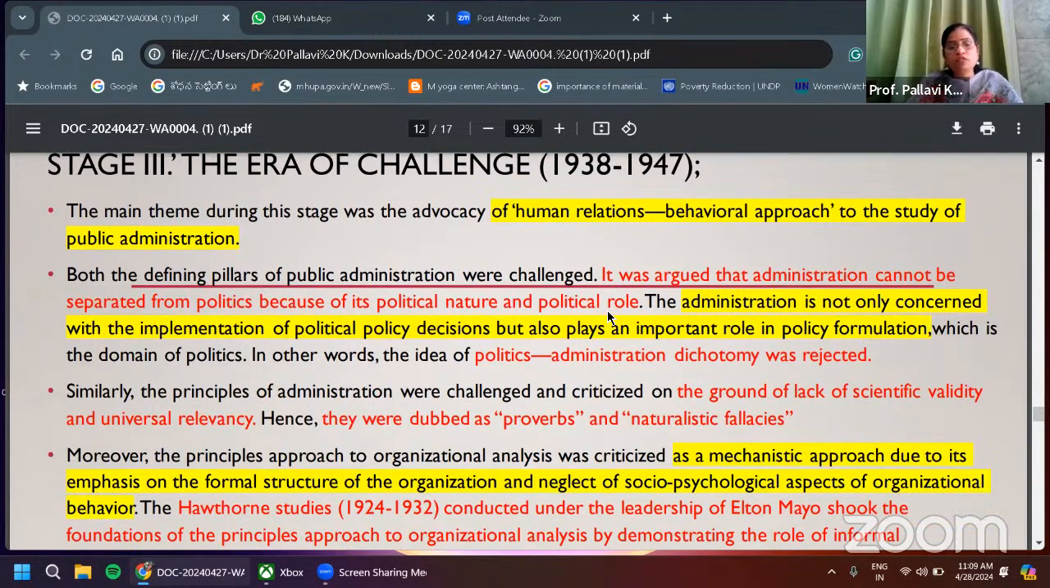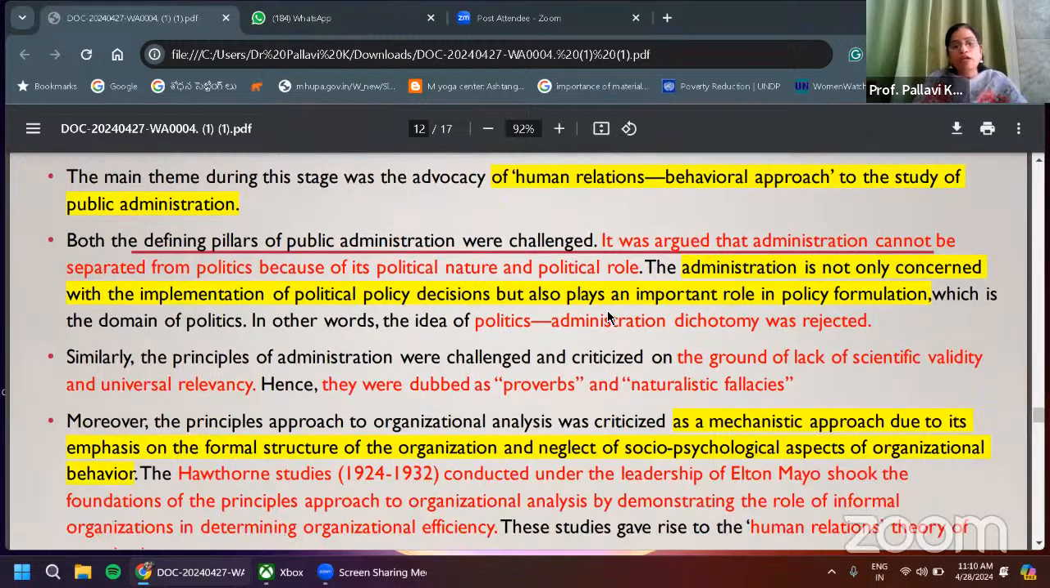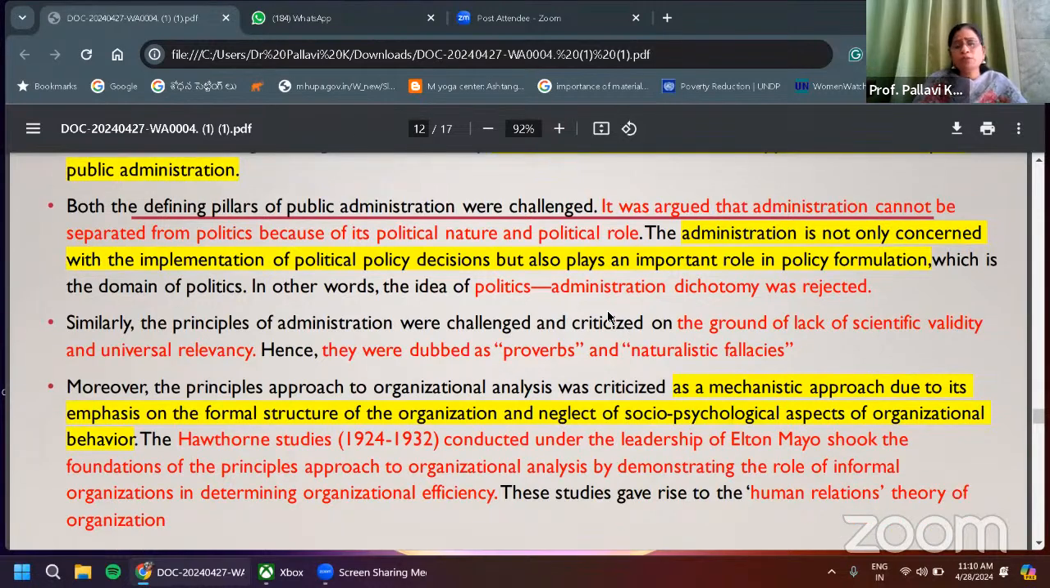The postulates of this era of challenge period they discussed is, administration is not only concerned with just implementation of the policies, but also they play an important role in the policy making. Therefore, we cannot separate administration and politics. That was the main emphasis during this period. And also the principles, they were criticized. They said that there is no scientific validity. They cannot be applied to all the organizations.